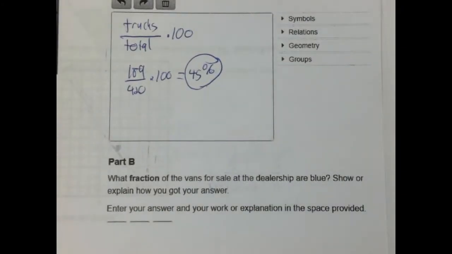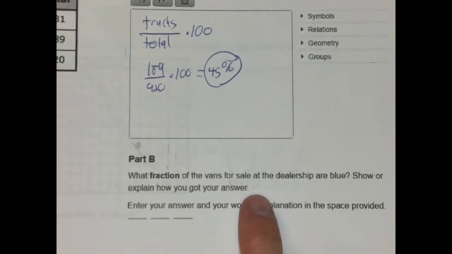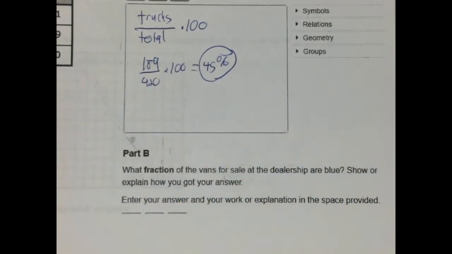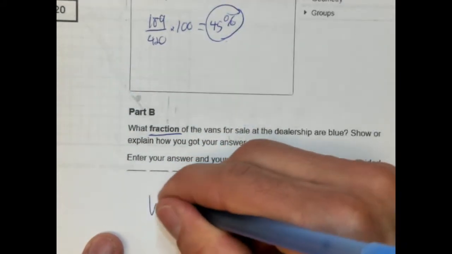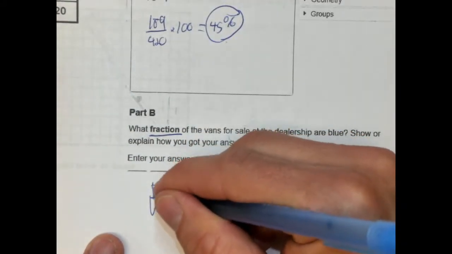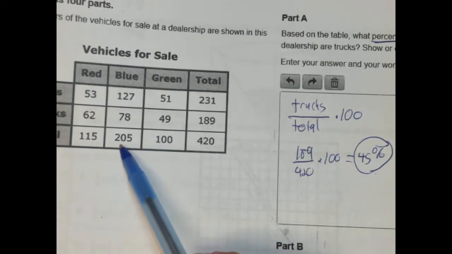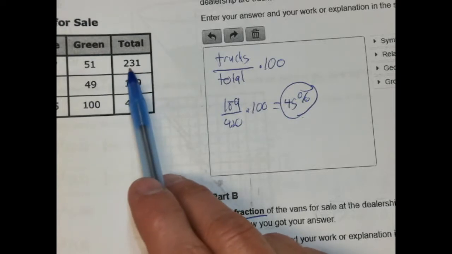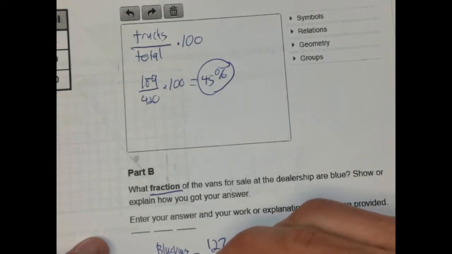Part B: What fraction of the vans for sale at the dealership are blue? Show or explain how you got your answer. All right, so again, same thing. We're going to look at what fraction of the vans for sale are blue. And this is a fraction, it's not a percentage. So vans are going to be on the bottom, and the blue vans up top. So blue vans are going to be 127. Total vans is 231. So 127 over 231.